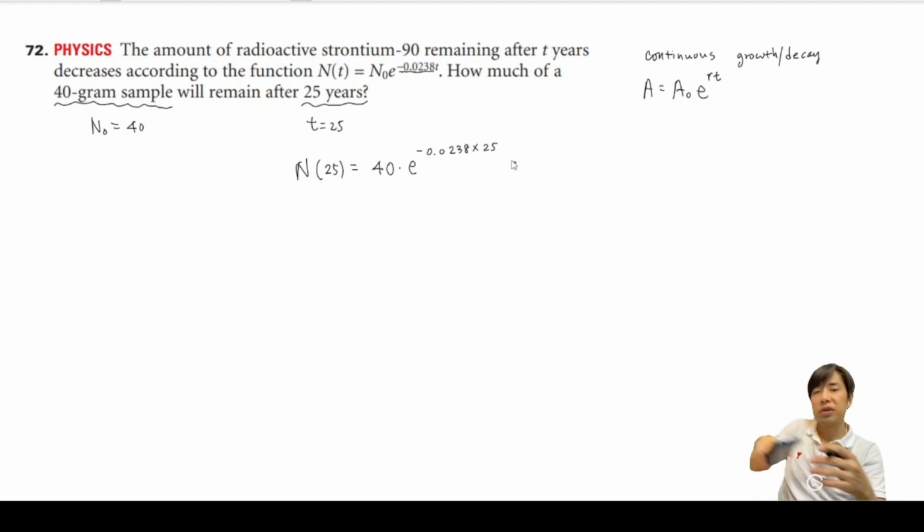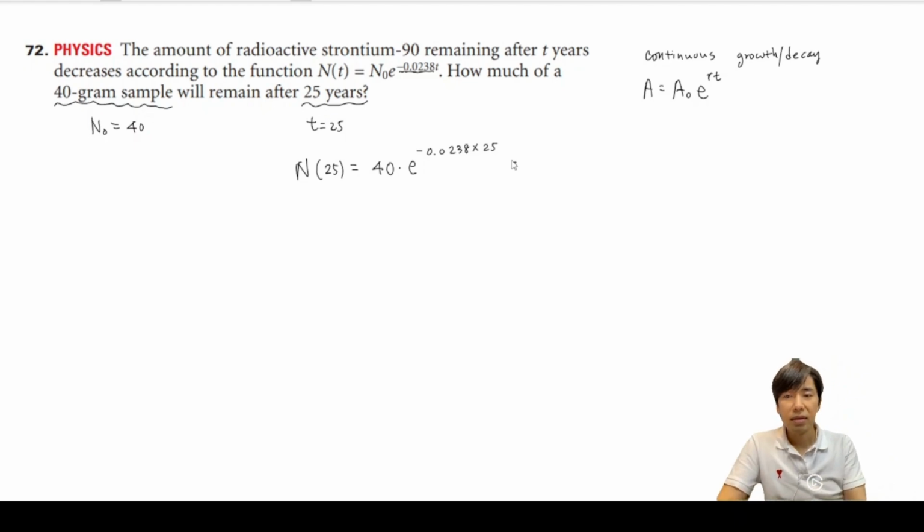So where's my calculator? Okay. So that's 40 times e to the power of negative 0.0238 times 25. So you get 22.0625. You have other numbers after this, but I'll just stop right there. Okay? So you'll have 22.0625 grams remaining after 25 years. So it's a simple matter of plugging in the numbers, so it's very easy.